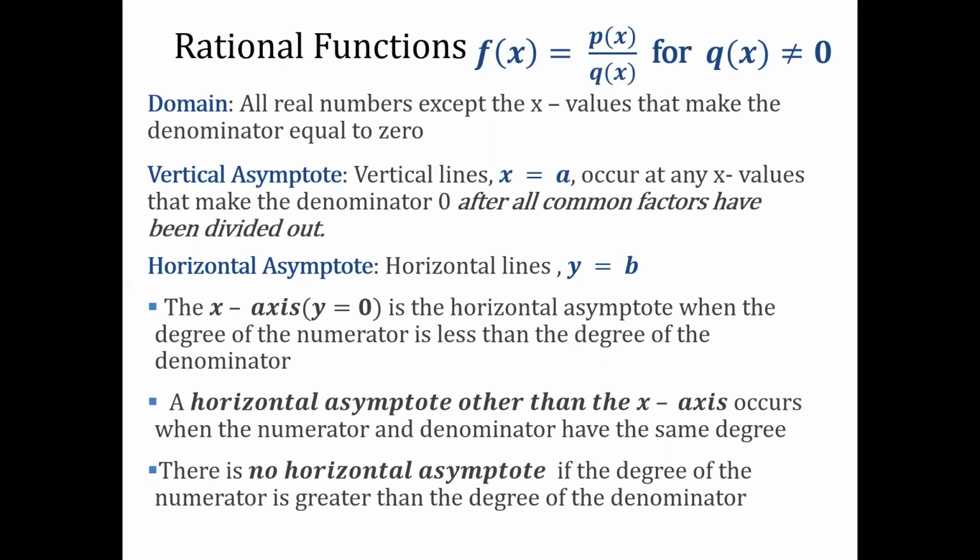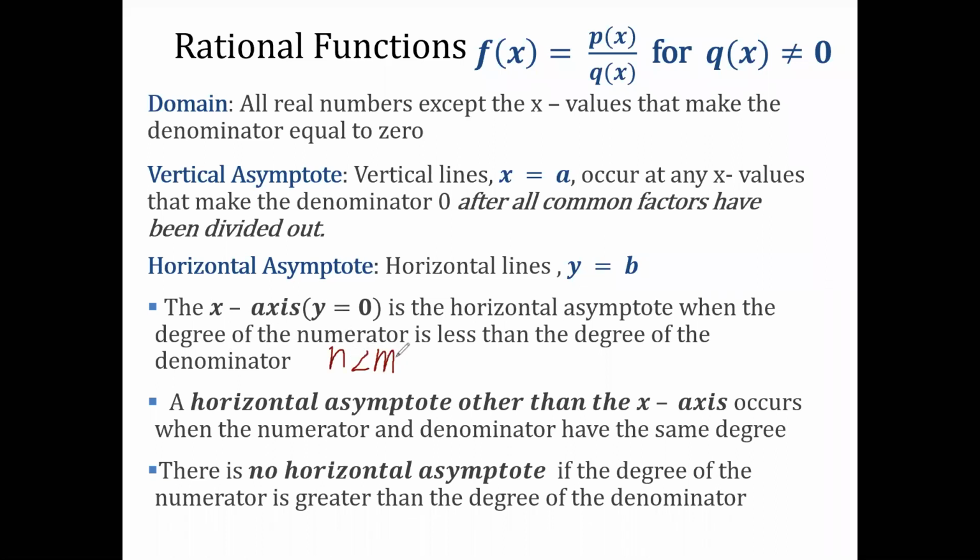Horizontal line is your horizontal asymptote in the form of y equals b. You have the x-axis, or y equals 0, as your horizontal asymptote when the degree of the numerator is less than the degree of the denominator. So again, degree of the numerator is less than the degree of the denominator.